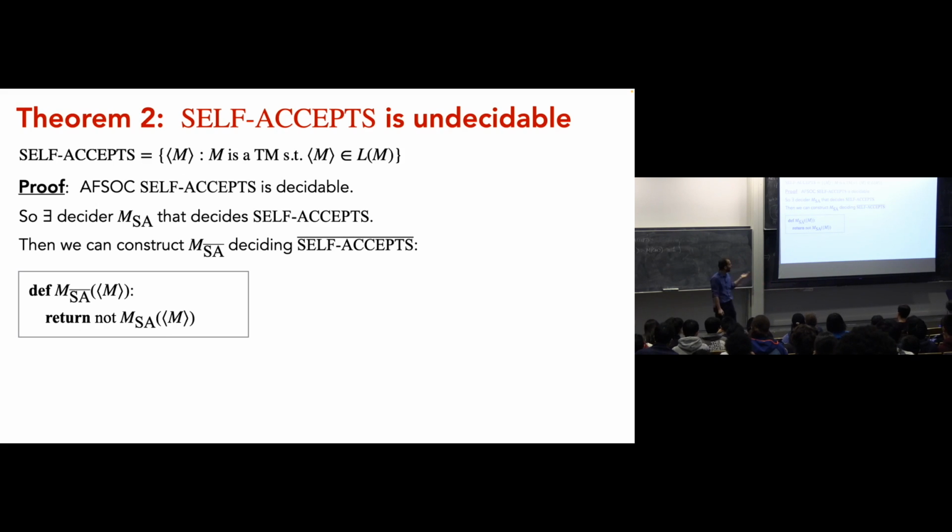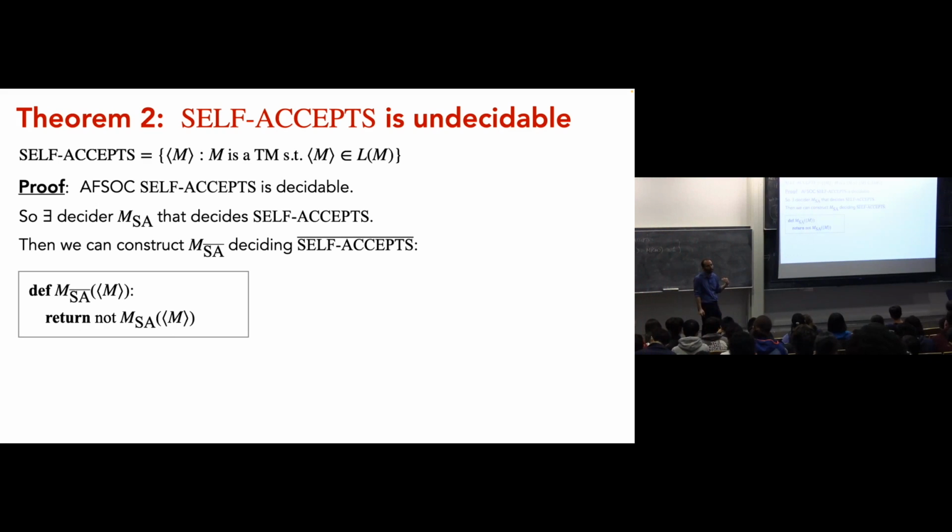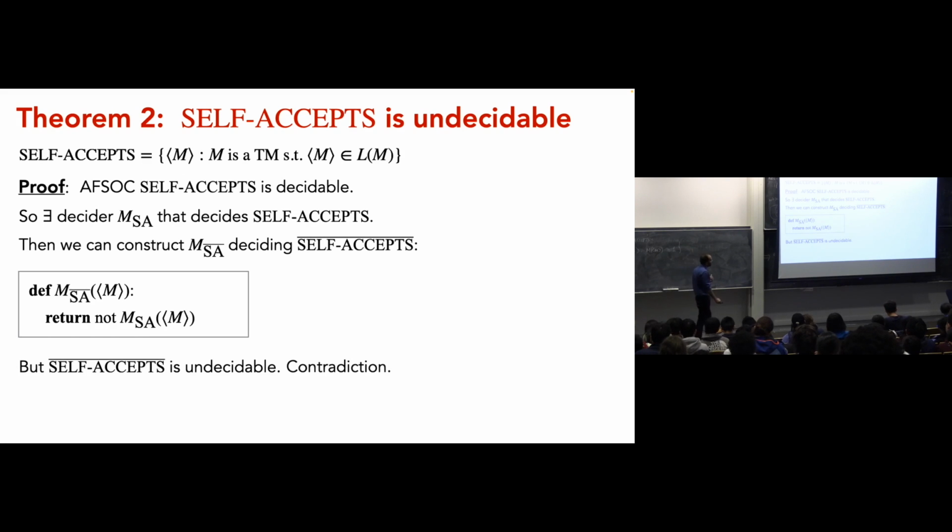Essentially, the reason why this works is because decidable languages are closed under the complement operation. Because decidable languages are closed under complementation, given that the complement of self-accepts is undecidable, it must be the case that self-accepts is undecidable, because if it were decidable, then the complement would also be decidable, but we know it's not. So self-accepts is undecidable, that's the contradiction, and we're done.